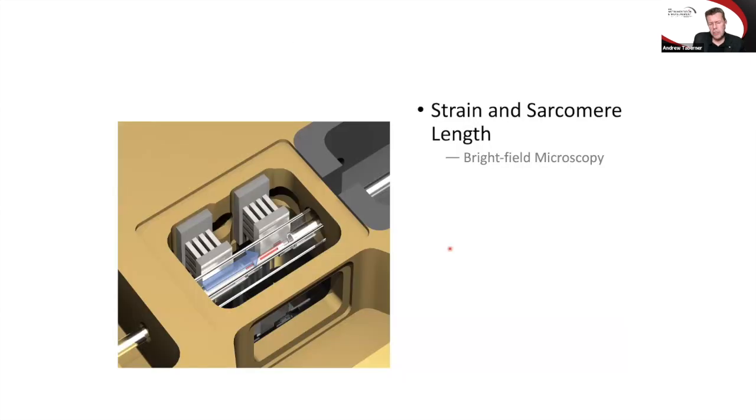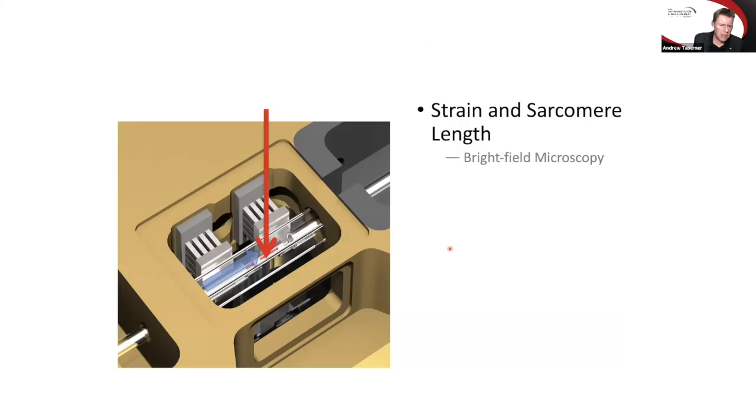So that's how we measure the shape of the muscle, which is an important part of how it's performing. But I did mention that we were also able to image down vertically in an orthogonal direction through the tissue.